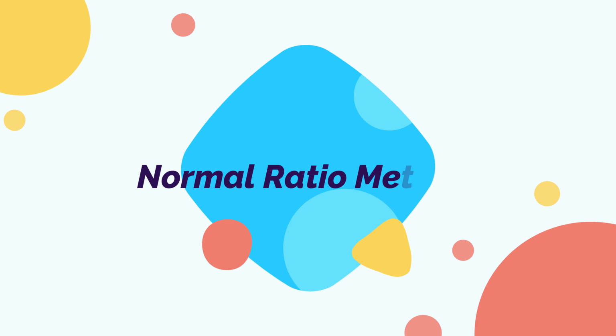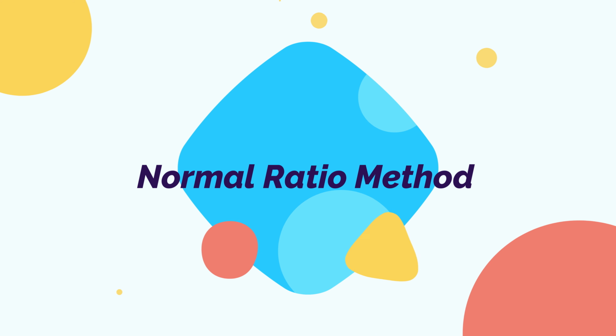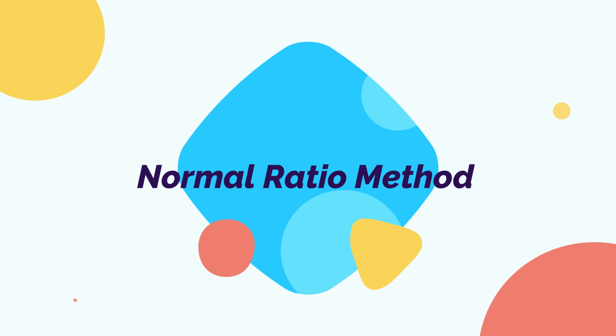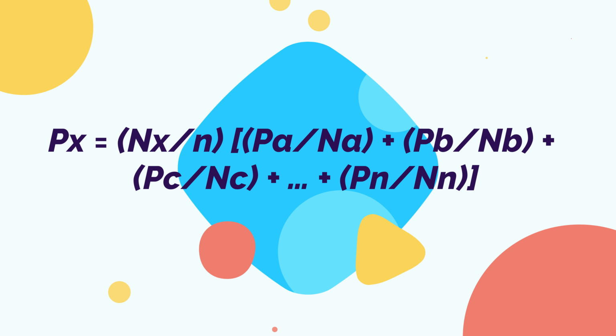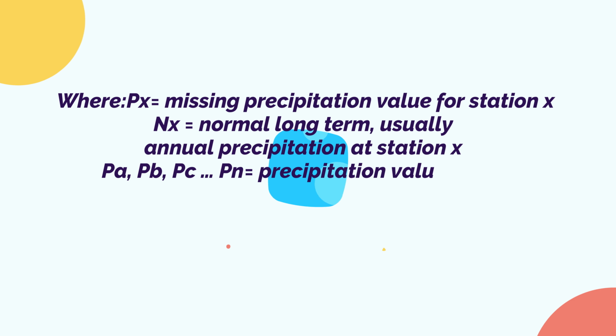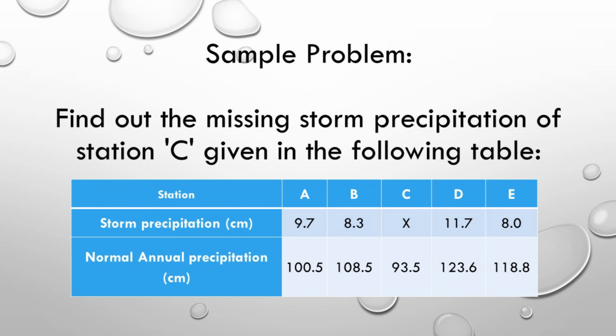Next, we have normal ratio method. When the mean annual rainfall at each of the index stations differs from station X by more than 10%, the normal ratio method is used. And here's the formula for normal ratio method. Let's try sample problem number 2.